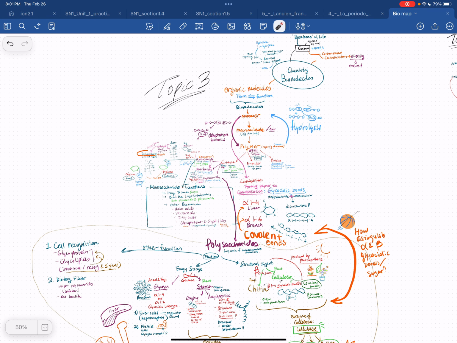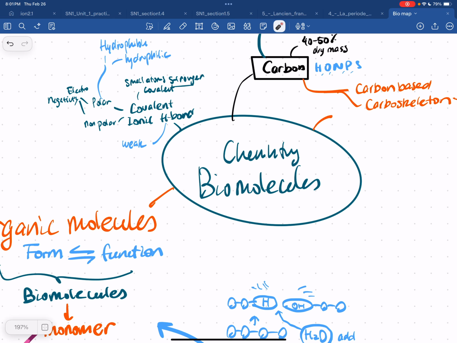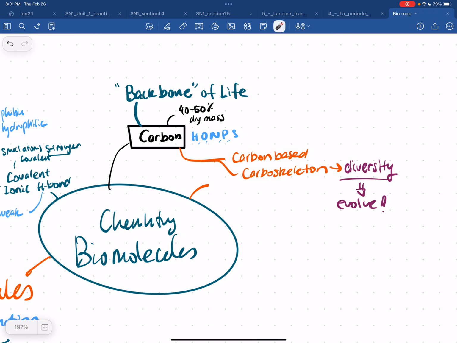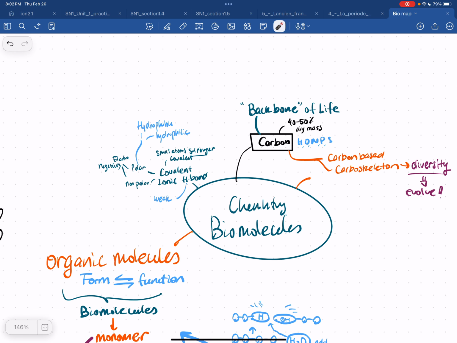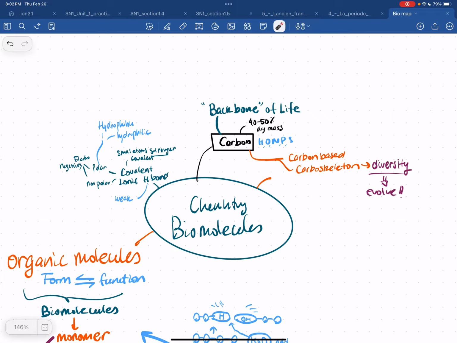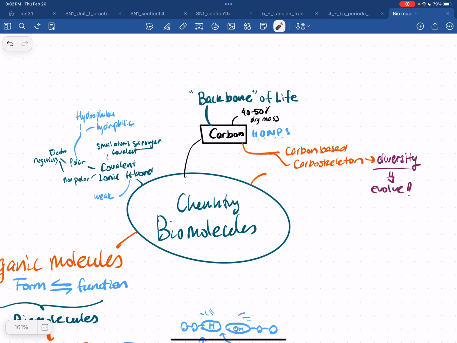So now we're on to topic 3 about chemistry of life and biomolecules. Let's start here. Carbon is the main element of the human body and makes up 40 to 50% of dry mass. Hydrogen is also a really abundant element in organic molecules. Organic molecules make up the backbone of organic life. The backbone is basically the majority of the primary structure components.